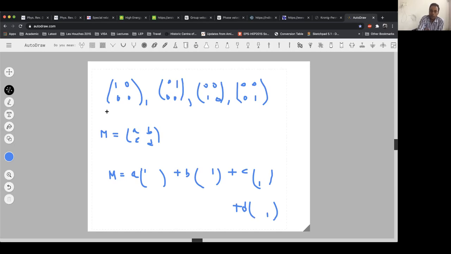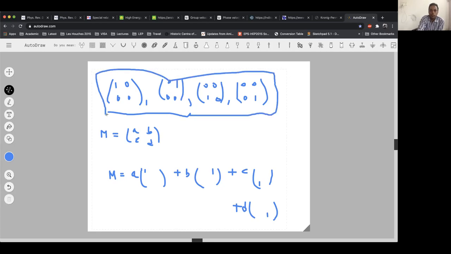This spans the basis of the 2 by 2 matrix space, and they are also linearly independent. You can check. Okay. But these are not the only four basis vectors in the 2 by 2 matrix space, just like i cap, j cap, and k cap are not the only three basis vectors, right? There are infinitely many choices.